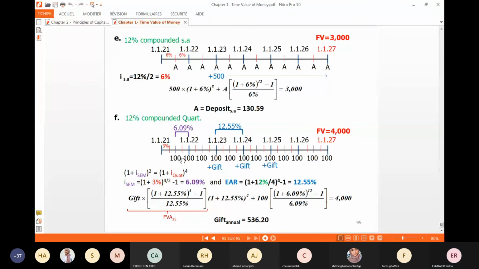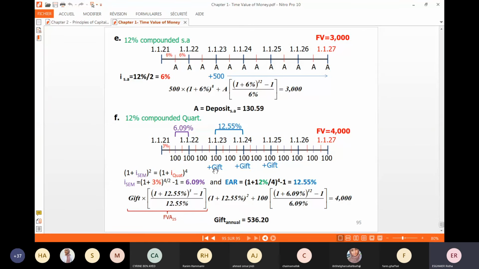For the first $100 annuity, since the future value date coincides with the date of the last 100, we use the future value of an ordinary annuity, A times 1 plus i power n minus 1 over i. The future value of the second annuity, the 3 gifts.